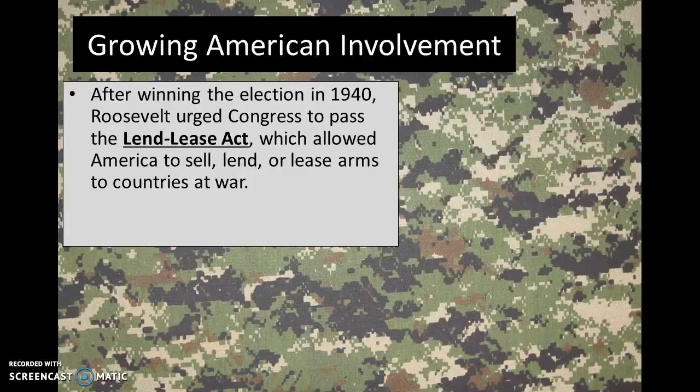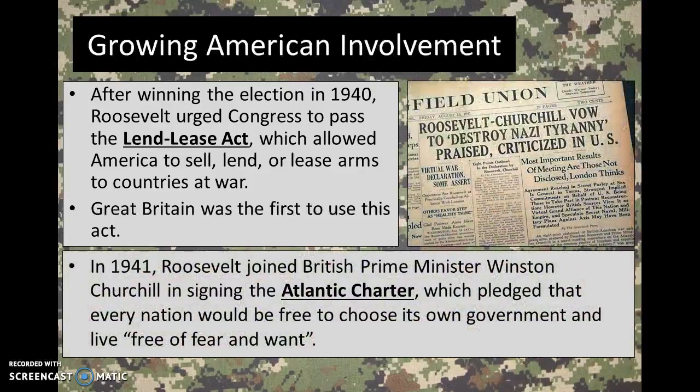So the first thing that Roosevelt did was he urged Congress to pass what was called the Lend-Lease Act. And the Lend-Lease Act allowed America to sell, lend, or lease arms, which means weapons, to countries that were at war. Now, obviously, this was designed for the Allied countries, so Great Britain and France in particular, to take advantage of. And actually, Great Britain was the first one to use this act.